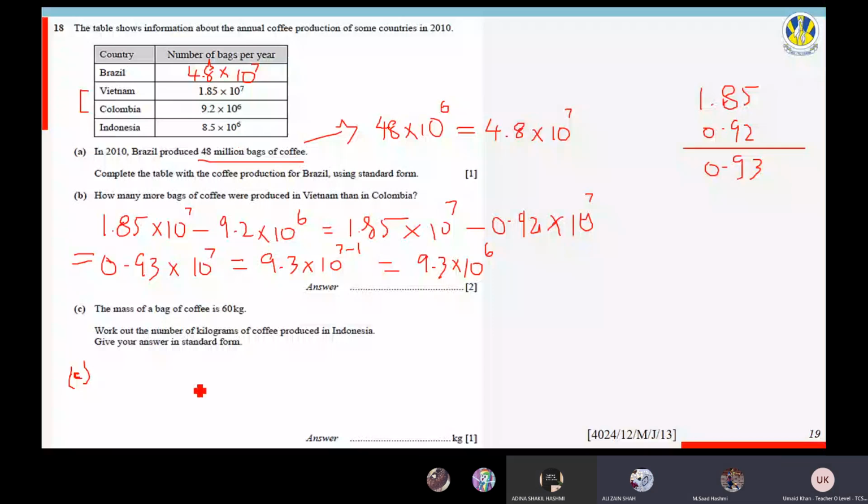Yes, so you will multiply 60 kgs with 8.5 into 10 raised to the power 6 and give the answer in standard form. That's it. So how will you multiply 60 with 8.5? See, this is a paper 1 question.